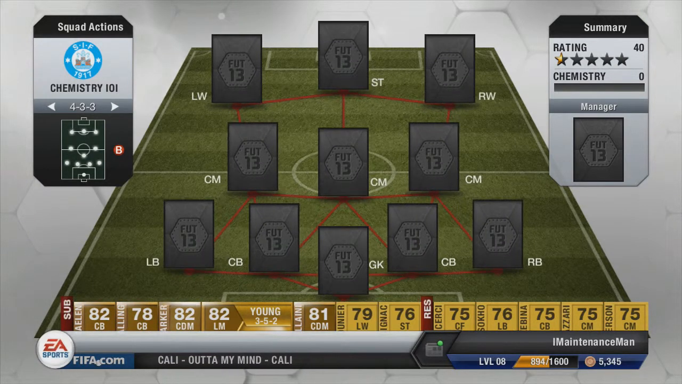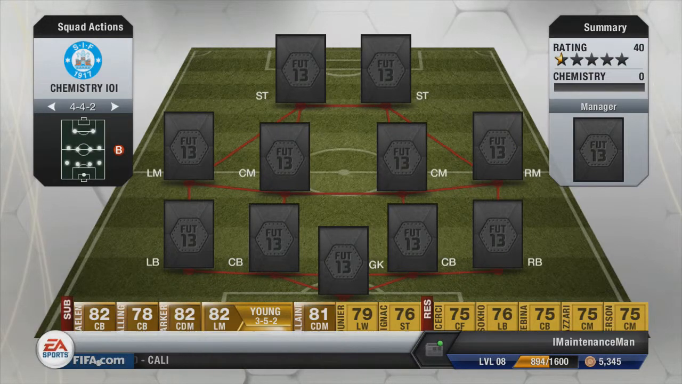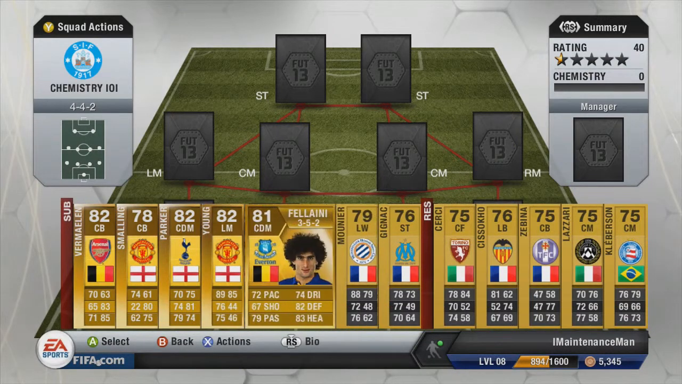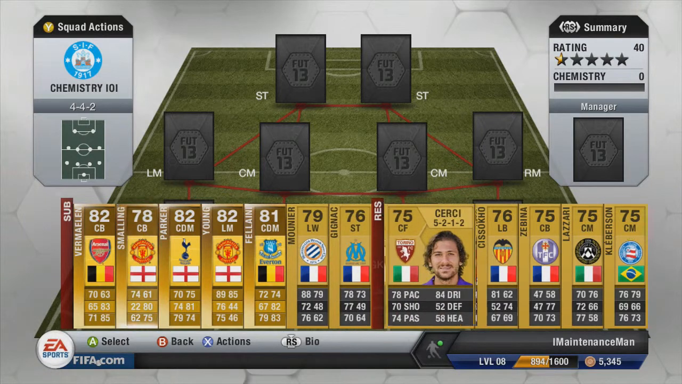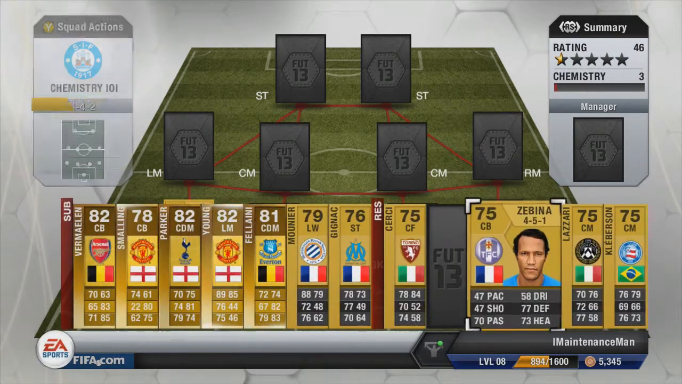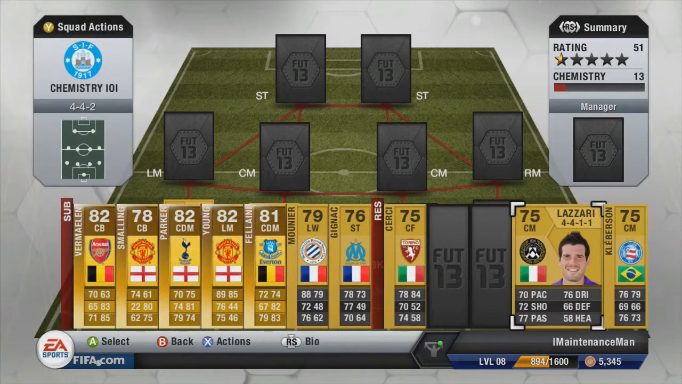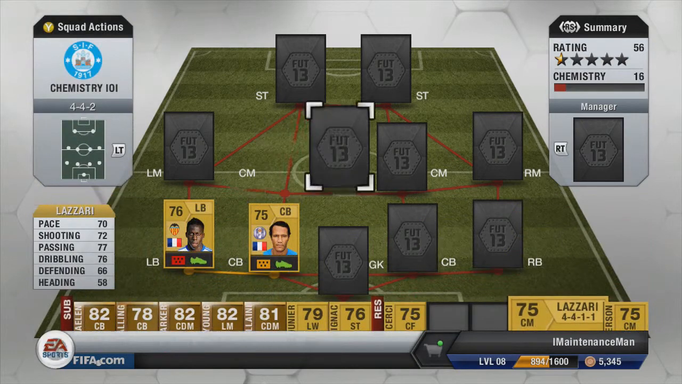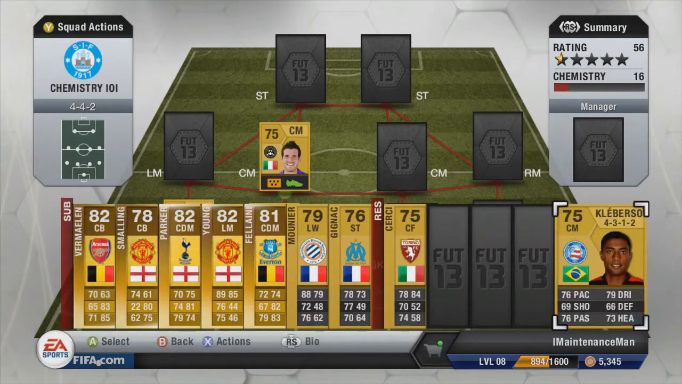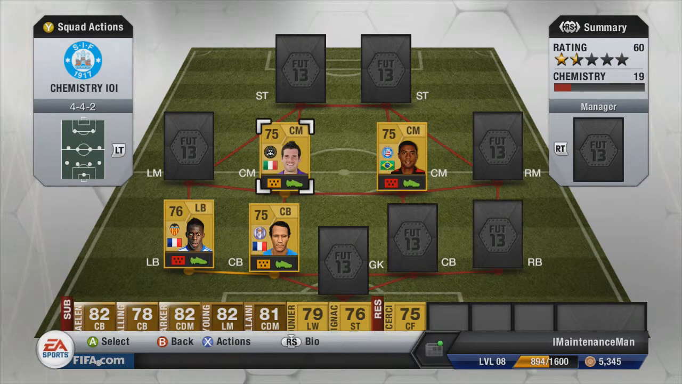So what I'm going to do is set it to 4-4-2, and I'm going to put in Sissoko at left back. I'm going to put in Zabina at centre back, and 2 centre mids as well. I'm not going to worry about the teams that they play for, the leagues that they play in for this part of the tutorial. Now what I'm going to look at is the formation.